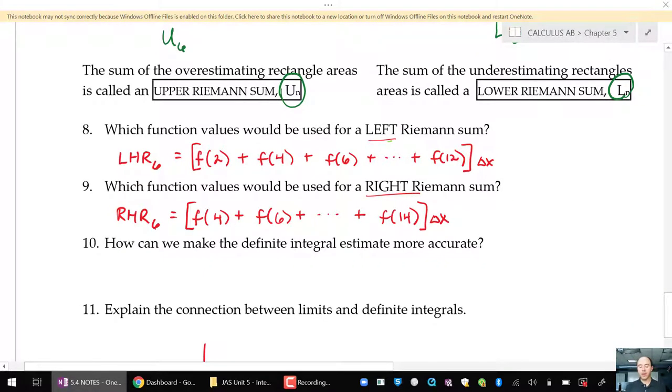All this discussion in theory is great. It's a nice way to kind of think about definite integrals and approximating them, but there still is quite a bit of error. So what could we do to improve upon these approximations? How can we make, question 10, how can we make the definite integral estimate more accurate? And very simply this, use more rectangles. Increase the number of rectangles.